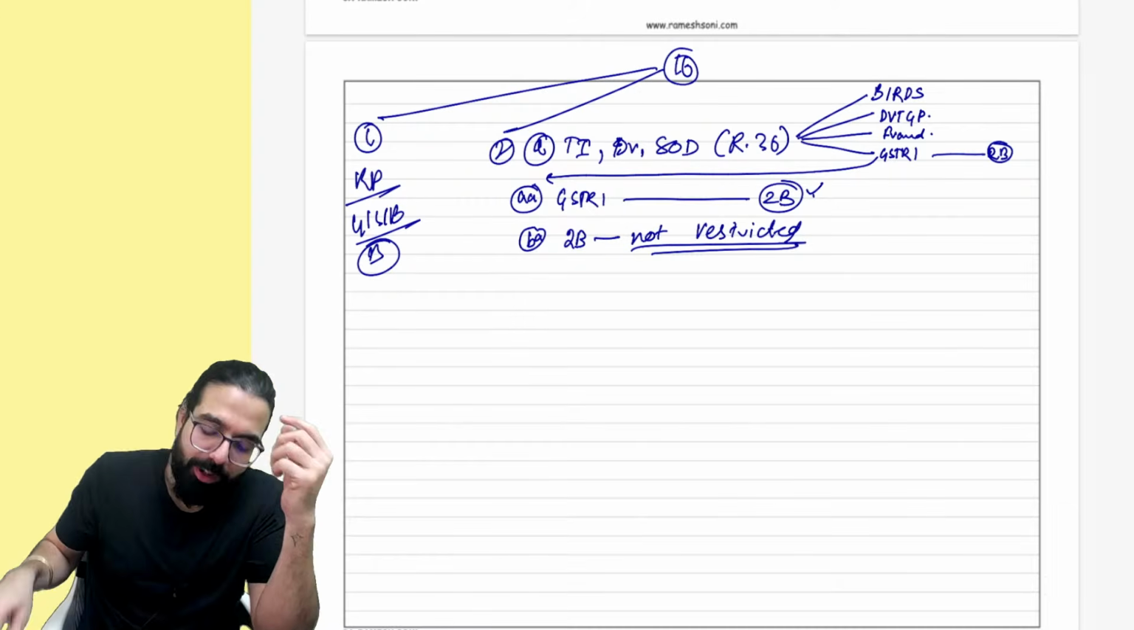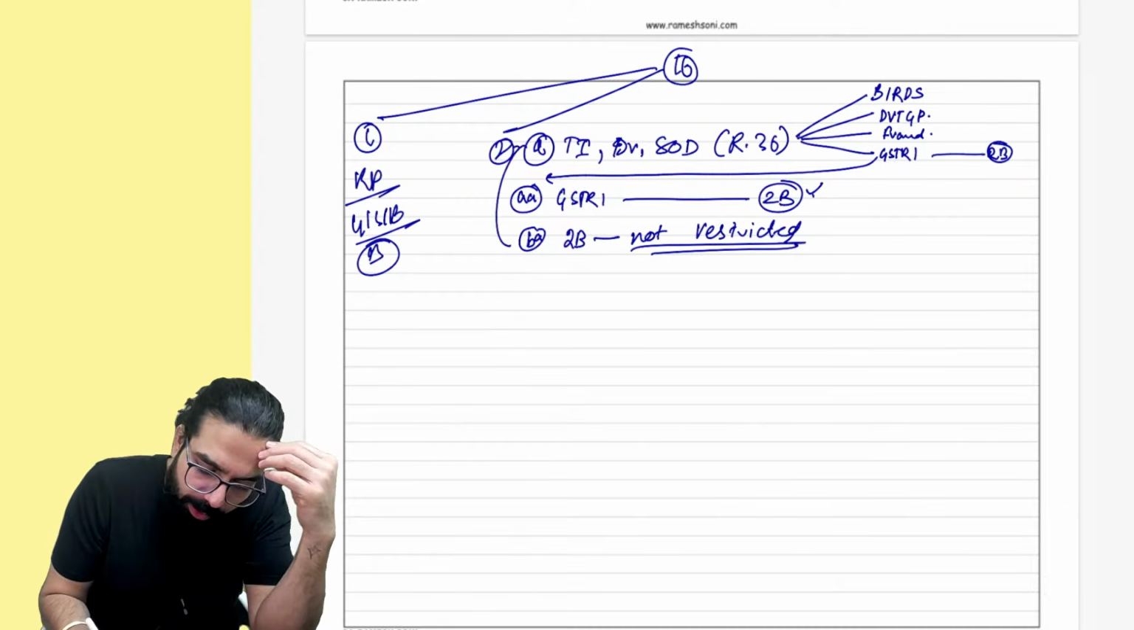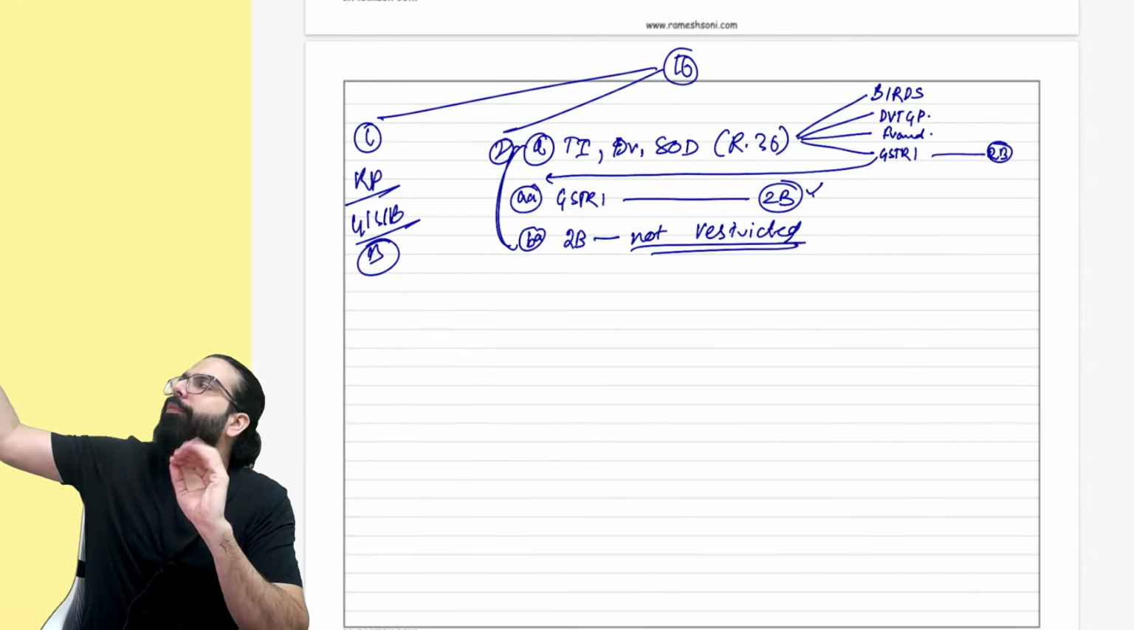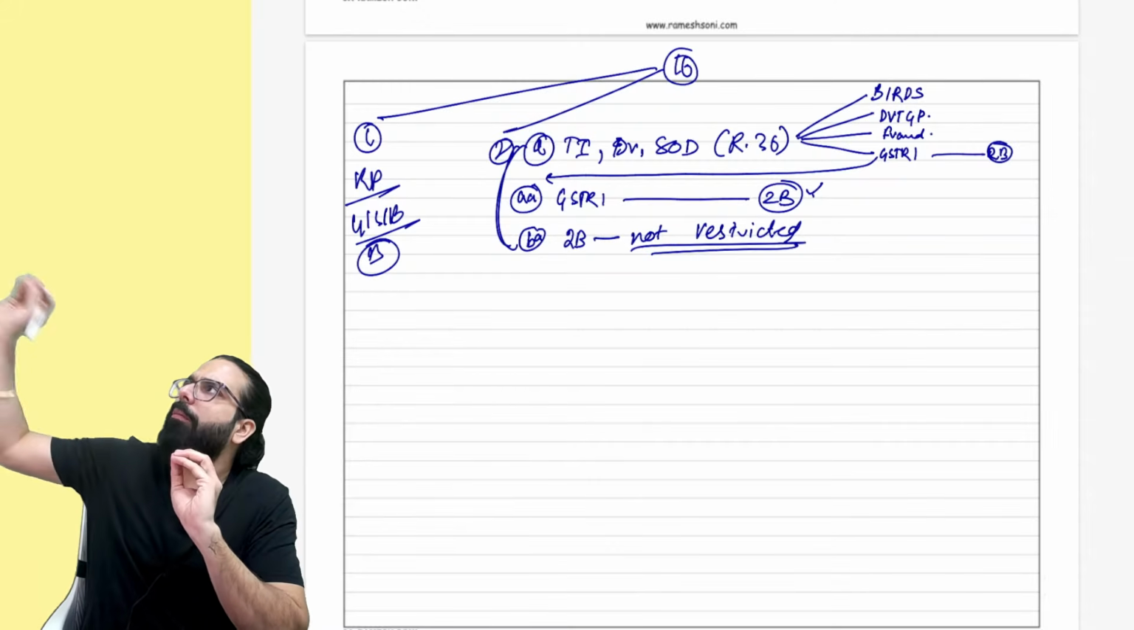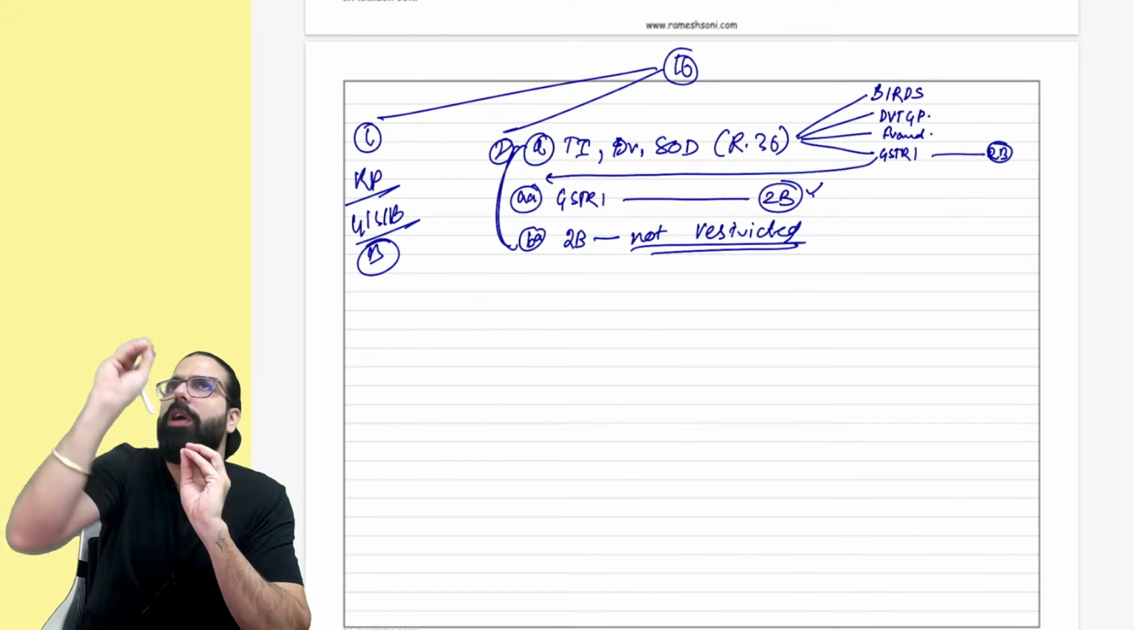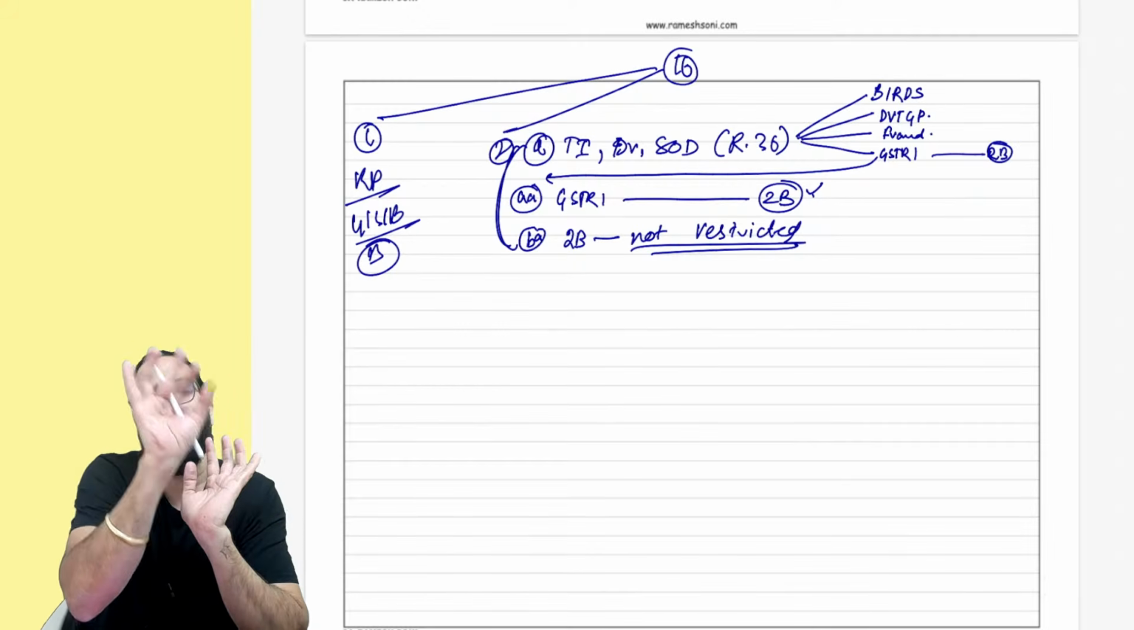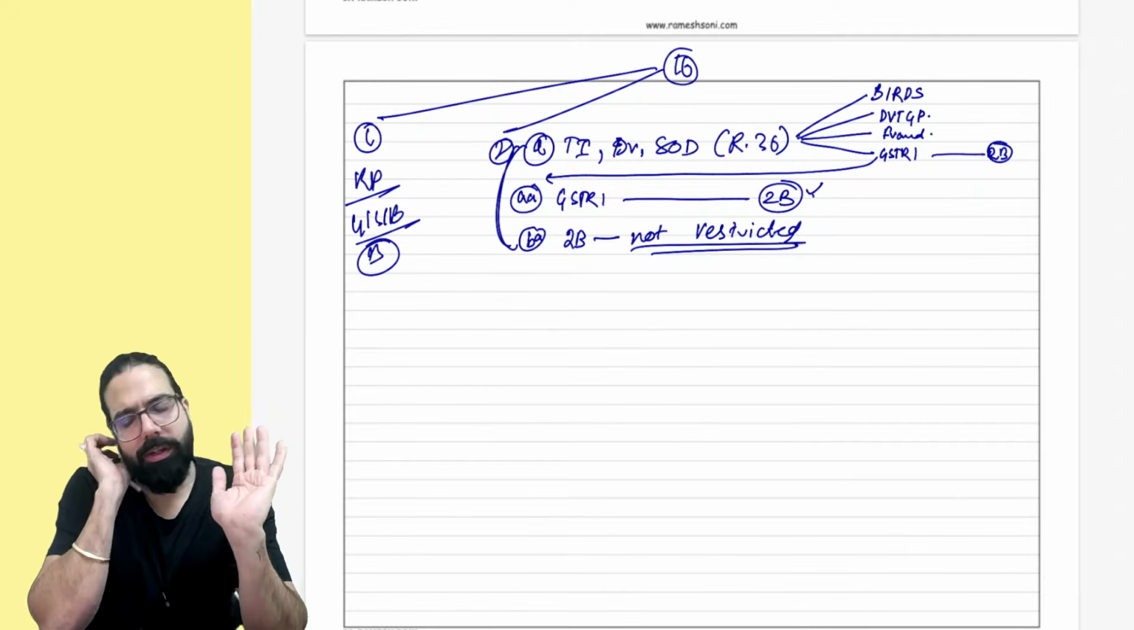Okay. Now listen to me very carefully. This was about the invoice. Invoice should be given by him. Invoice should show in GSTR 1. It should come in my 2B. 2B should also be not restricted. It should be available credit. Done, sir? This point is clear.